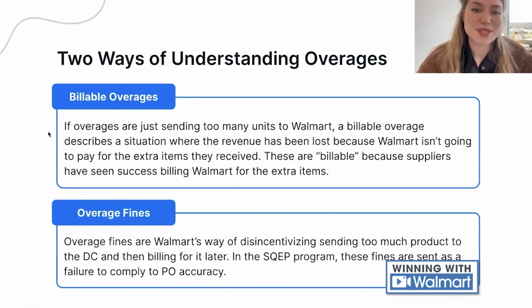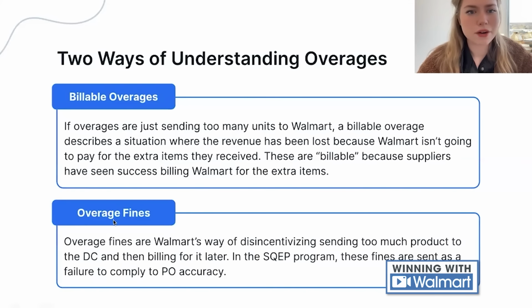So you lose money because you're not getting paid for the product that has been sent to Walmart, and then lose money because you sent extra product and they're fining you for that. That can really hurt a supplier's bottom line, especially when these are invalid and actually Walmart's fault. We'll get a little bit more into that.